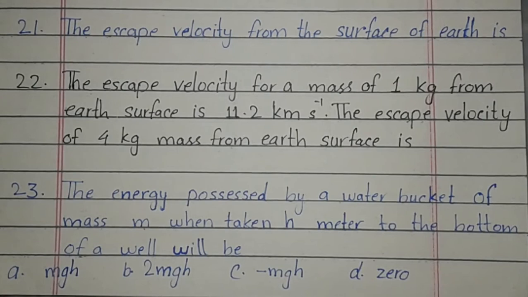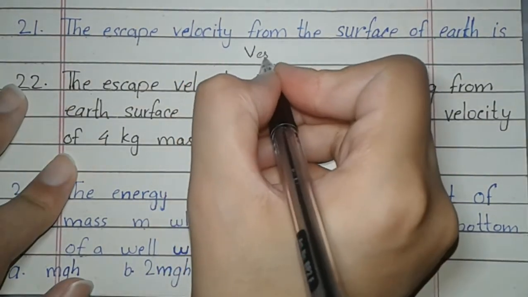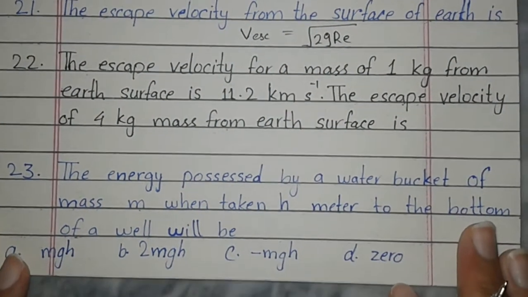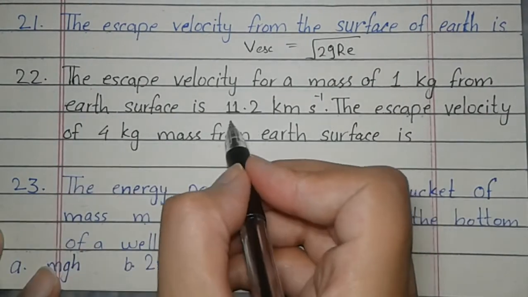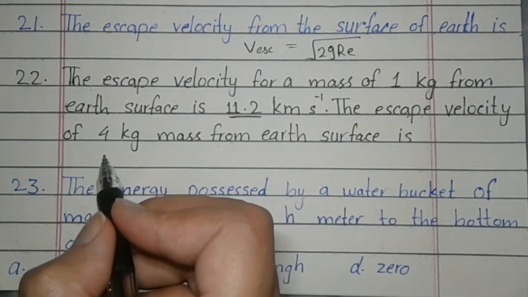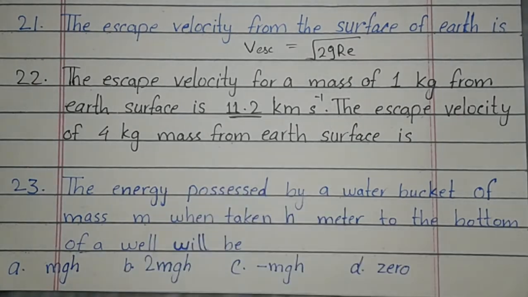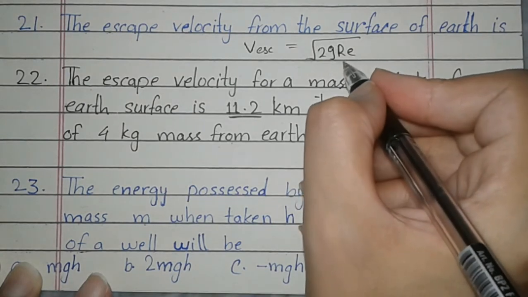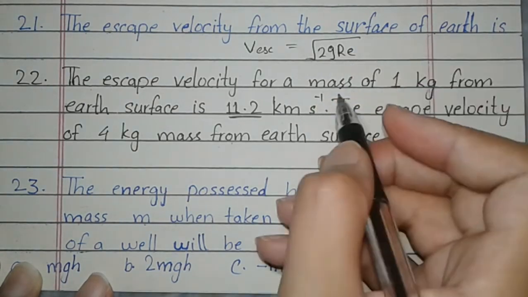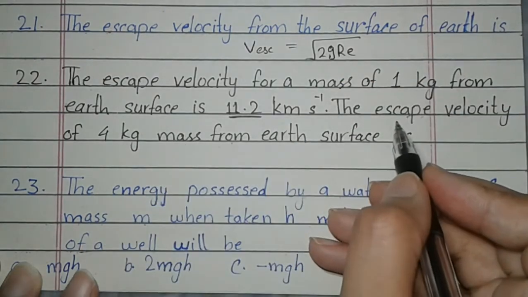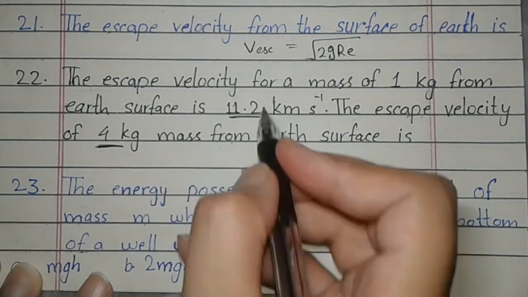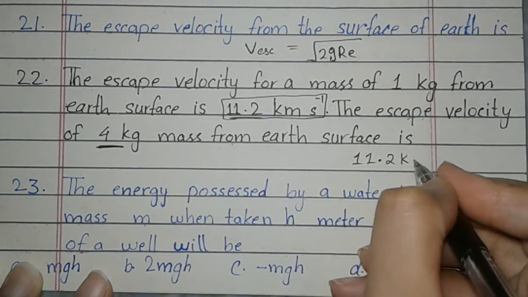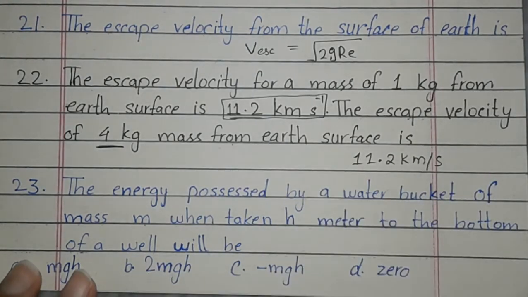The escape velocity from the surface of earth. We know that escape velocity is equal to root 2GRE. Now the next one, the escape velocity for a mass of 1 kg from the earth's surface is this one. The escape velocity of 4 kg mass from the earth's surface? Look at the formula of escape velocity. It's under root 2GRE. It means that the escape velocity does not depend on the mass of the body. So if we change the mass into 4 kg, the escape velocity will remain the same. So the answer here is 11.2 km per second.